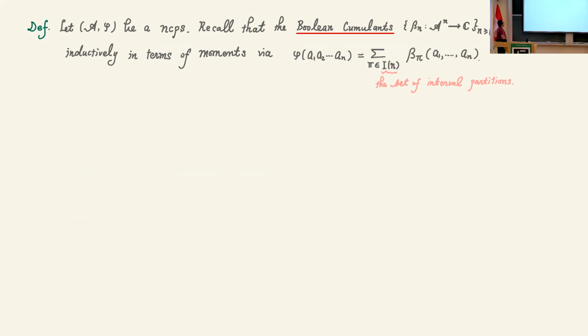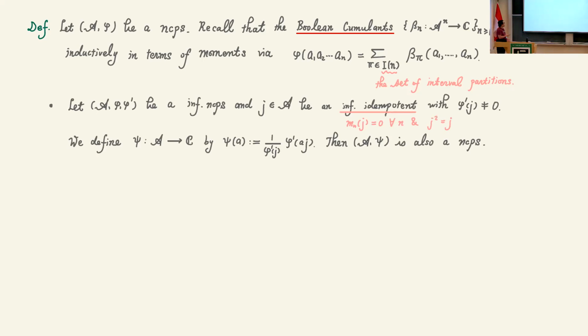Okay, so now let's briefly introduce Boolean cumulant. When you're given a non-commutative probability space, the Boolean cumulant is a sequence which is defined inductively by this formula. You can see it's similar to the free cumulant, but you consider the interval partitions instead of the non-crossing partitions. But why are we introducing the Boolean cumulant? Since the Boolean cumulant has a very good relation with the infinitesimal free operator.